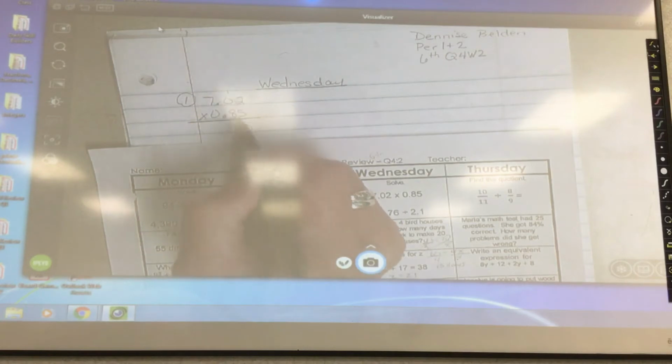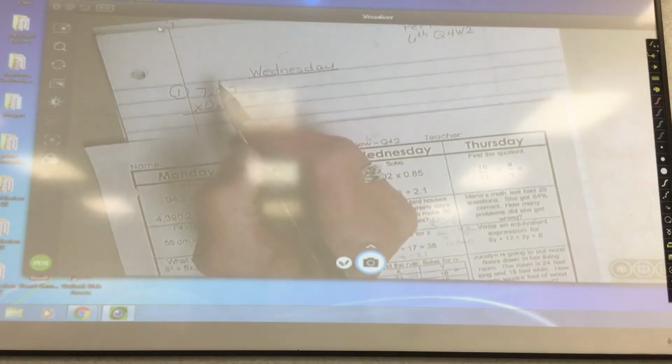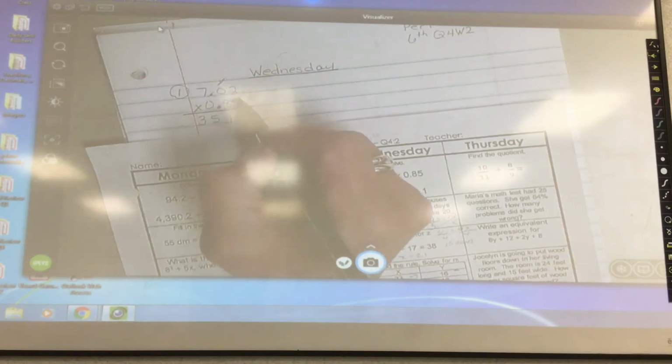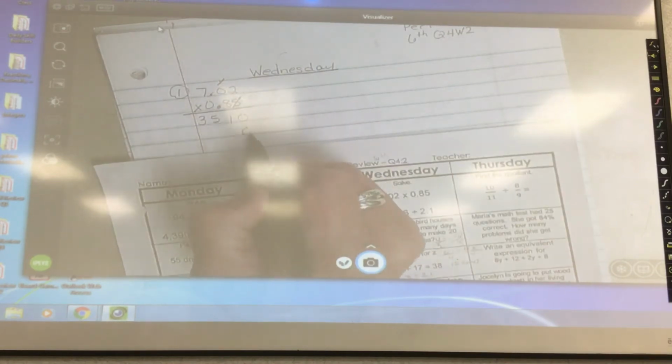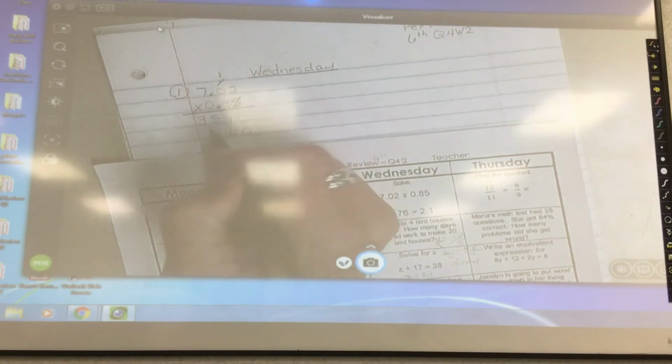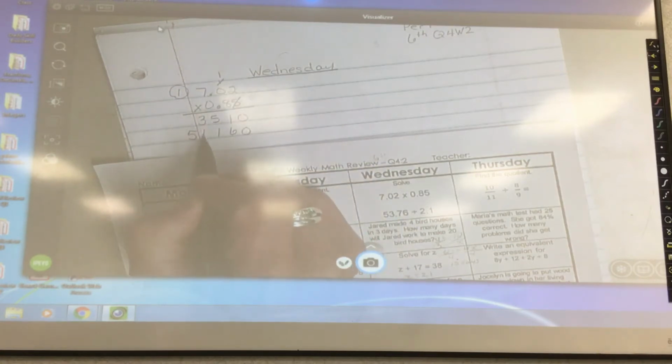5 times 7 is? 35. Cross off what I've used, add a 0, and then 8 times 2 is? 16. Carry the 1. 8 times 0 is 0, plus 1 makes 1. And 8 times 7 is? 56. And I notice I have everything neatly lined up, and then I'm going to add.